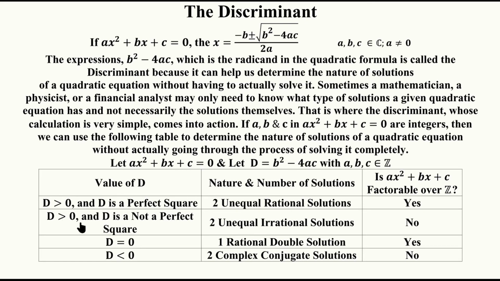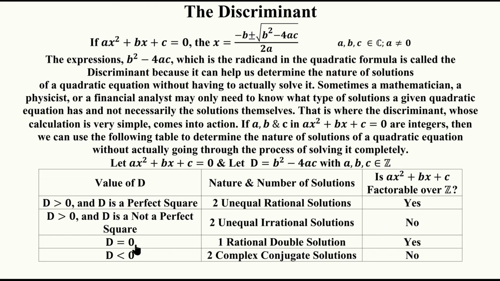Now, if D is positive but not a perfect square, remember, we've discussed previously the fact that the square root of a non-perfect square is always irrational. So we're going to end up with 2 unequal solutions again, because we're adding or subtracting a positive number, and they always end up being different things, but this time they'll be irrational solutions. And when this happens, we know that this expression here was not factorable. So we would have to either utilize the method of completing the square or the quadratic formula to be able to solve such an equation.